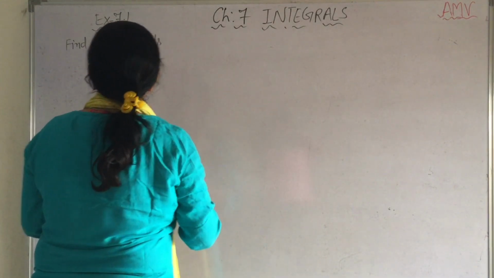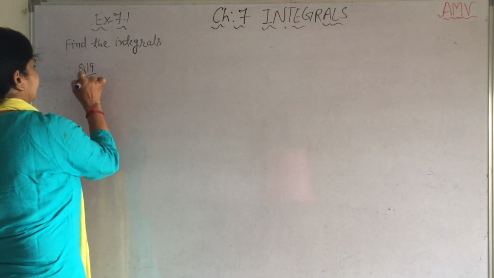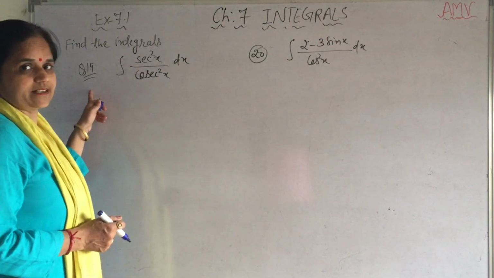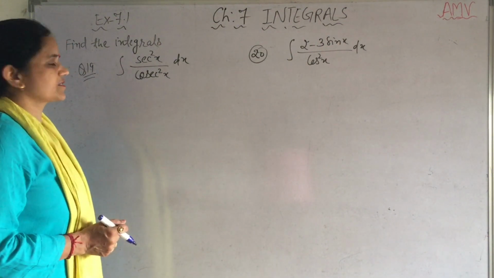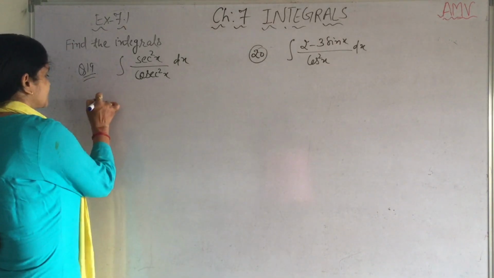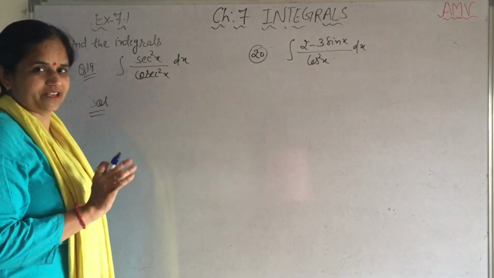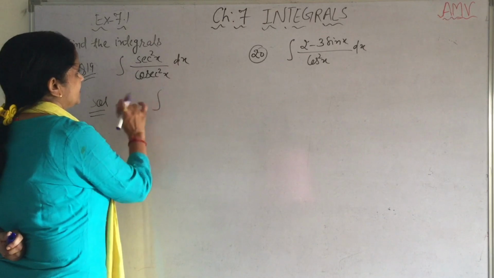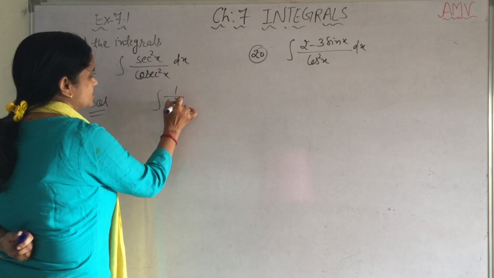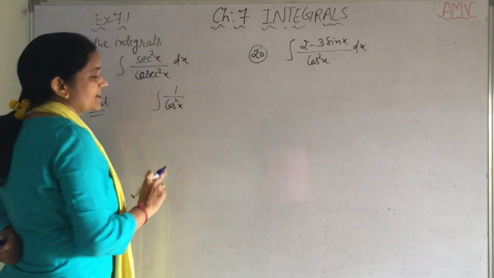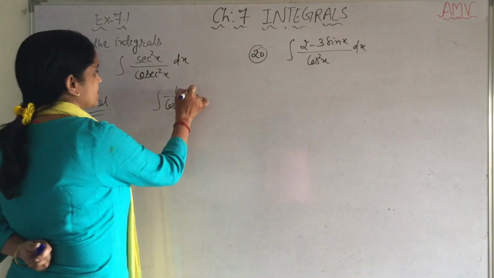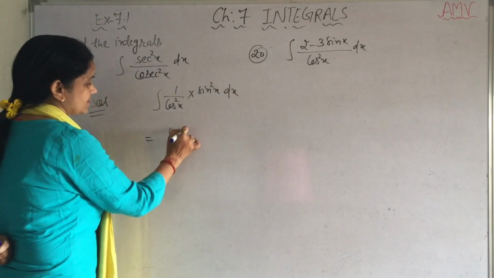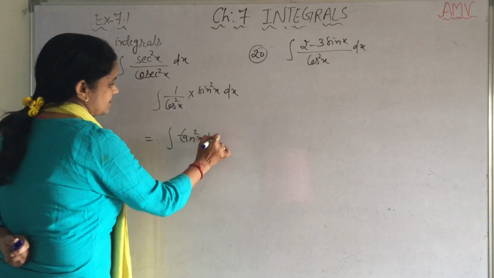Now student, I am going to solve question number 19 and question number 20. Question number 19. Integration of sec square x by cosec square x dx. Student, there is no division rule or multiplication rule in integration. First we convert into sin and cos. So sec square x means 1 by cos square x, and cosec square x is the reciprocal of sin square x. So it is sin square x dx. You will get tan square x dx.